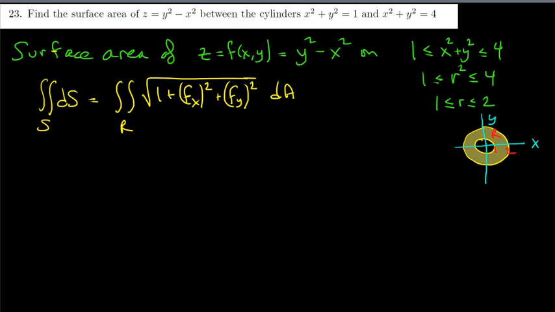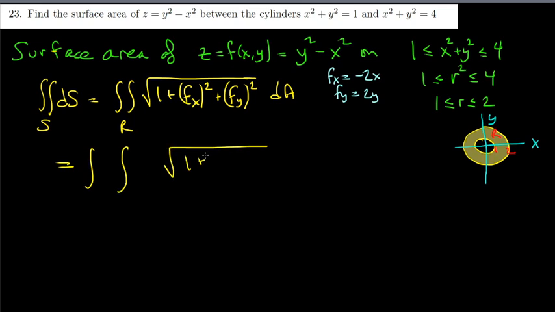So we need the partial derivatives. What are the two partial derivatives? f_x is just negative 2x. f_y is just 2y. So when you square them, you get 4x squared and 4y squared. So the integrand is just 1 plus 4x squared plus 4y squared, and then dA, well, dy dx.